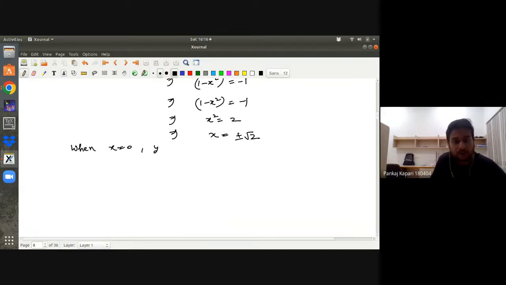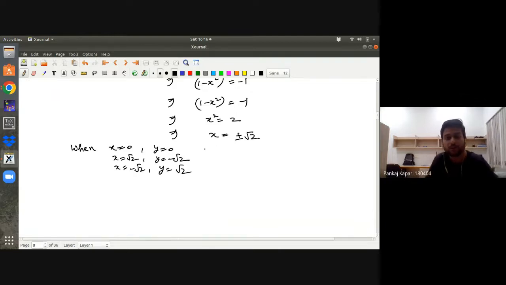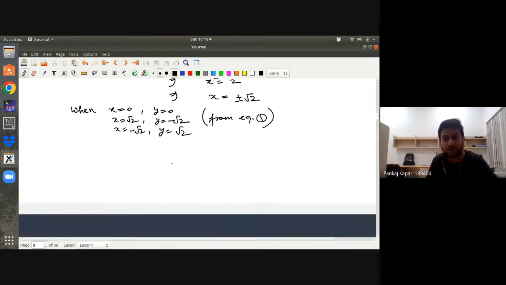When x is 0, y is 0. When x is root 2, y is minus root 2. And when x is minus root 2, y is plus root 2. So this comes from equation 1. You can use equation 1 for this.